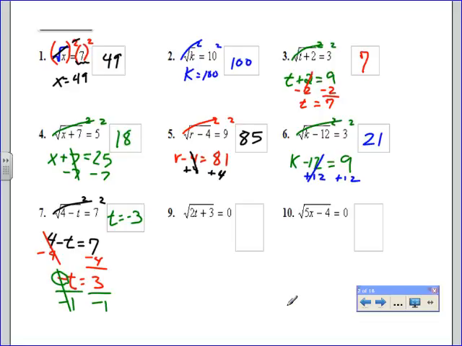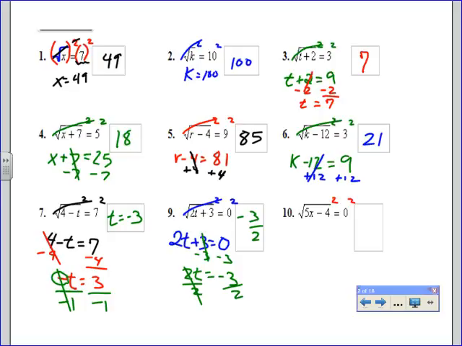Number 9. Same step, always the first step is the same. Square both sides, cancels out the square root, leaving you only whatever is inside the square root, which in this case was 2t plus 3. On the right hand side, 0 squared, 0 times 0 is 0. And then you're going to subtract 3 from both sides. 2t equals negative 3. And then one last step, divide by 2. Negative 3 over 2 is your answer.